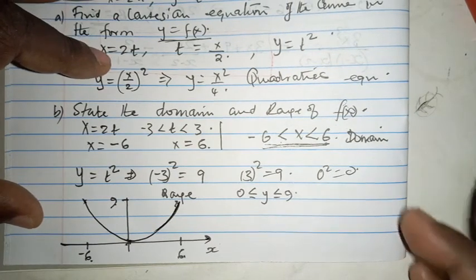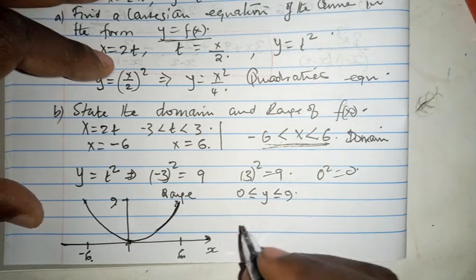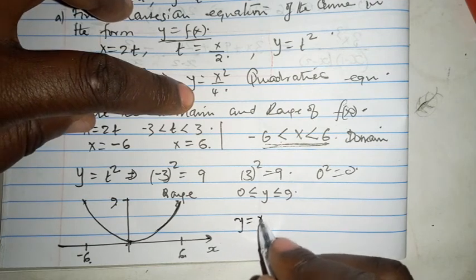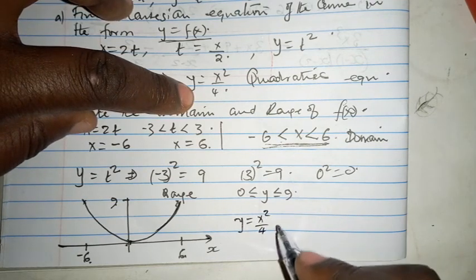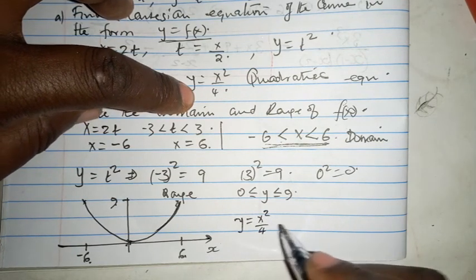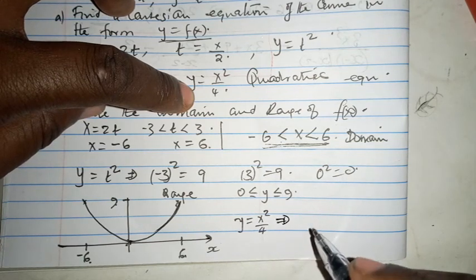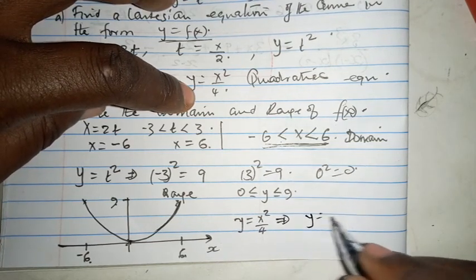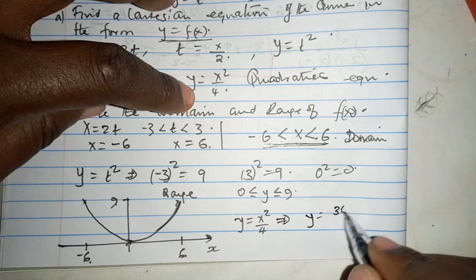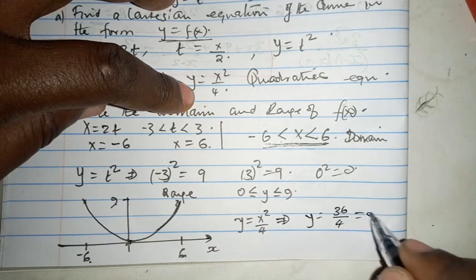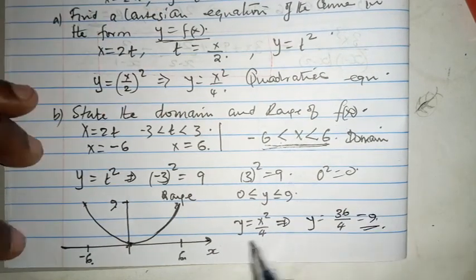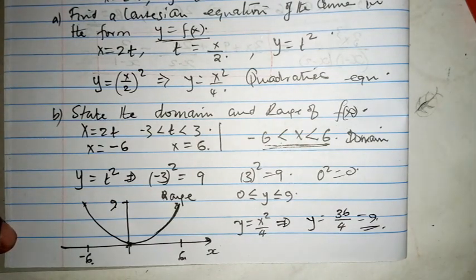And sure enough, when we talk about y is equal to x squared over 4, when x is 6, y is equal to 6 squared, which is 36, over 4, which is basically 9. That is exactly what we have had.